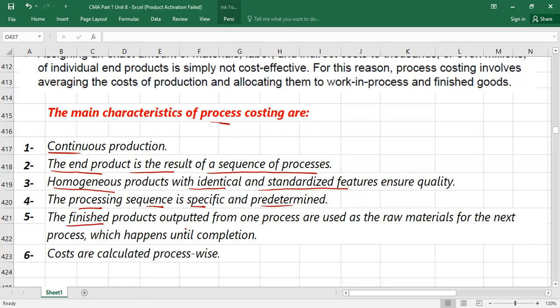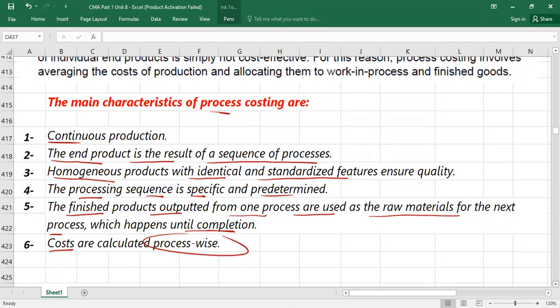The finished products outputted from one process are used as the raw material for the next process. As I told you, once the product is shipped from one department to another department, the department which is transferring the goods has a transferred out cost. The department receiving the product along with the cost uses the transferred in cost. And this will continue until, obviously, completion of the product. And then costs are calculated process wise, meaning department wise.